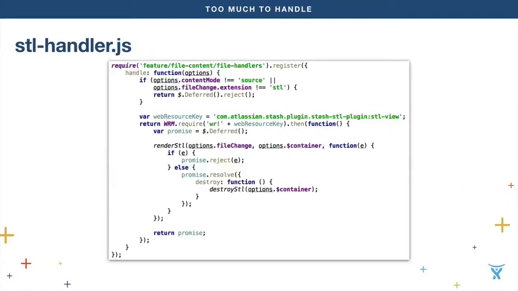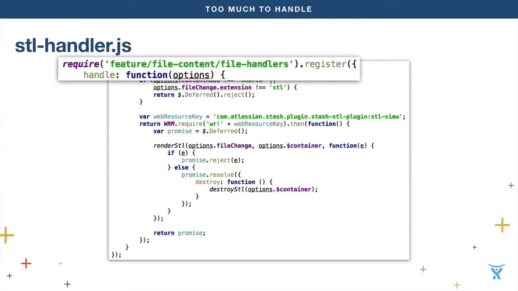Now, if we jump into our JavaScript file, it looks a little like this. I know that's a lot of code, but I'll break it down. At the beginning of our file, we're requiring the file handler's module. And when we get that, we're calling the register method on it, passing it our file handler. That file handler requires you implement one method, the handle method, and that gets passed an options object. Now, that options object has a whole lot of properties on it which describe where the file is being rendered, whether it's a source or diff, and the path and the revision of the change that you're rendering.